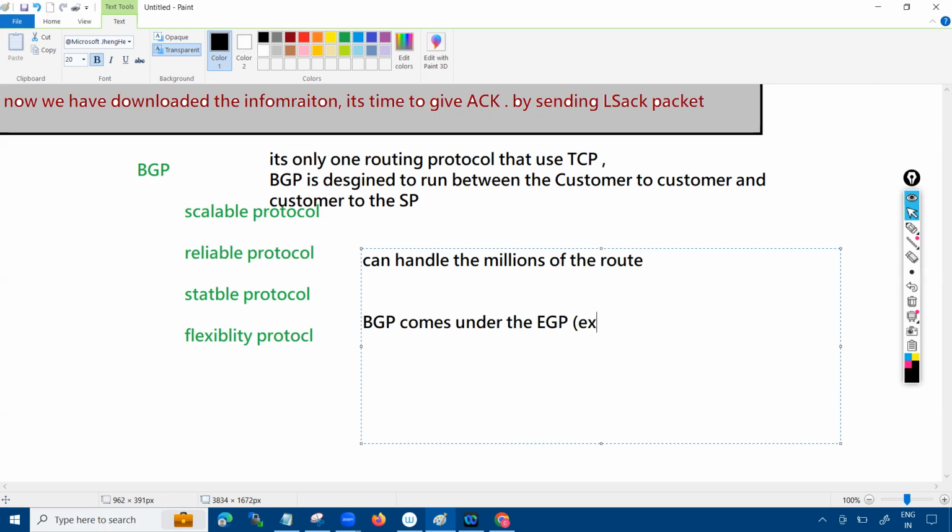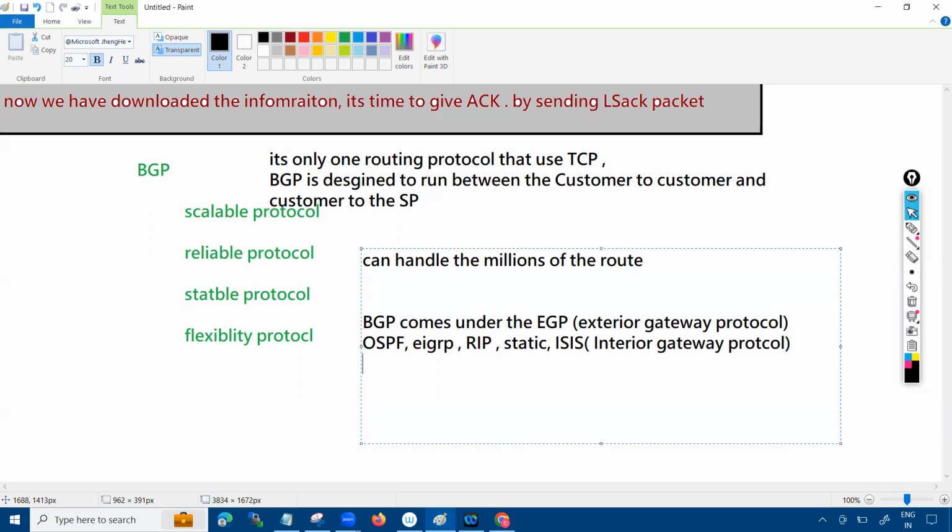EGP means what? Exterior. Have a look at the name: exterior gateway routing protocol. Exterior means between the companies. Whereas OSPF, EIGRP, RIP, even static routes and IS-IS, these are called interior gateway routing protocols. They are designed within the company.